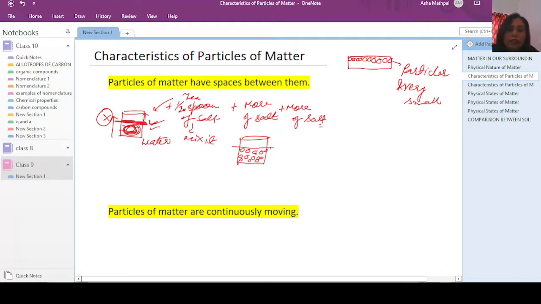So when you are adding the salt to it, it must be occupying spaces between the particles like this. So the salt is getting adjusted among the particles of water, right? Clear? So this simple activity proves to us that yes, the particles of matter have spaces between them. Now next, the particles of matter are continuously moving.